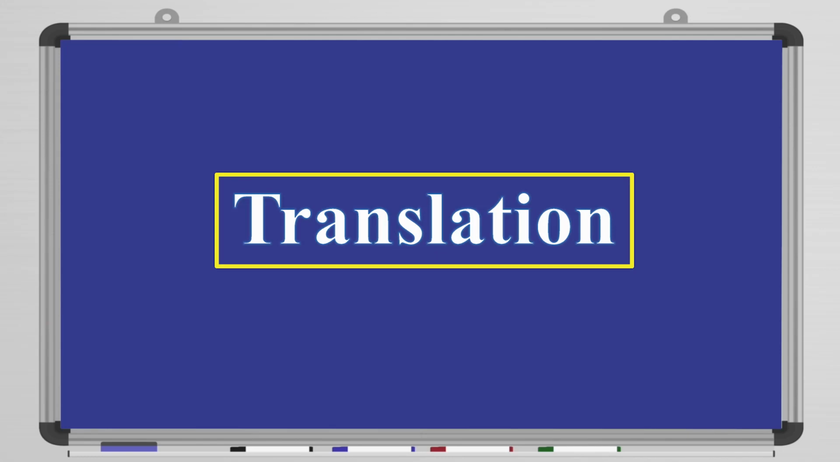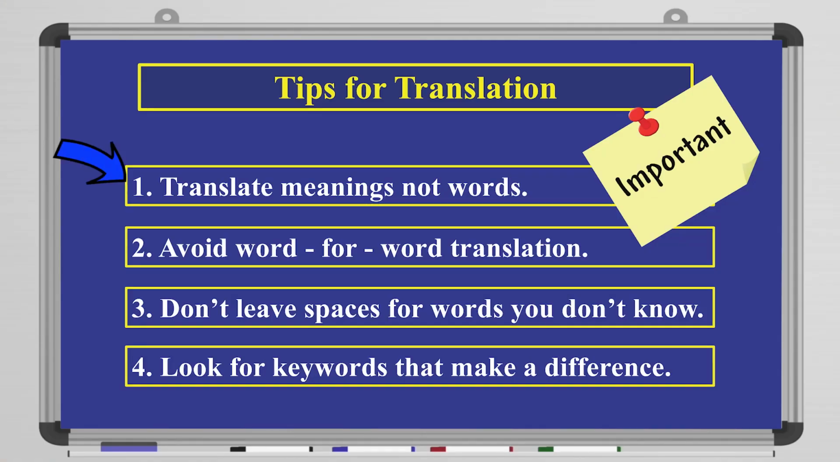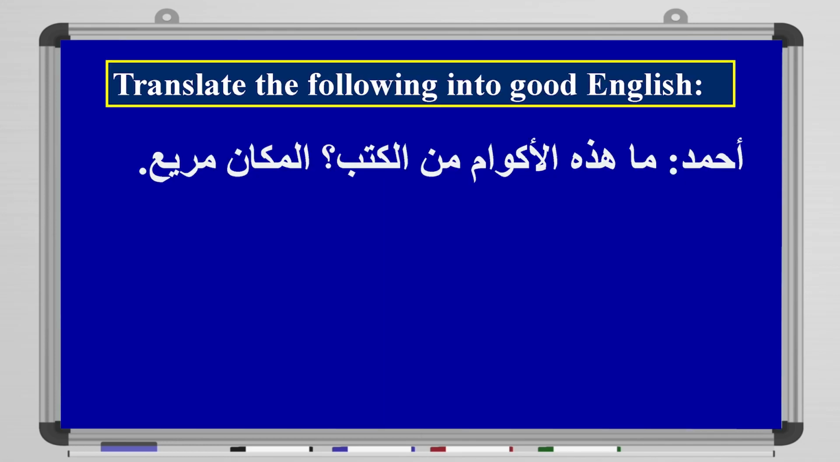Let's take a look at the translation. The translation is very easy if you followed the tips. When you read a sentence, know the meaning. Don't translate words. And then avoid word-to-word translation. Don't leave spaces for words you don't know. And look for keywords that make a difference. Let's take a look at this sentence.